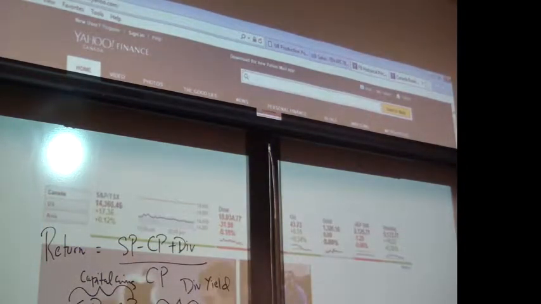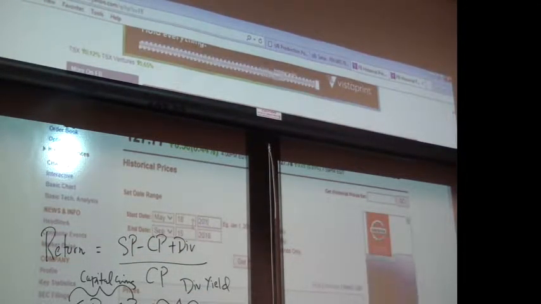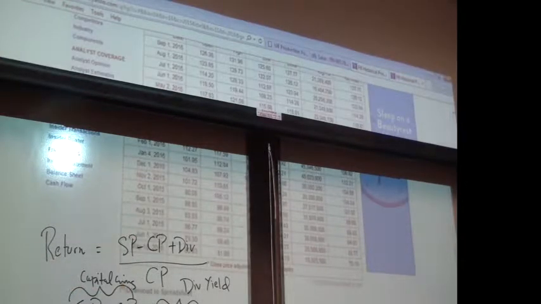I don't know, I just like this interface better. All right, let's look at historical. We're going to look at 1 year, approximately. Let's do 127 and 80. I'll just have whole numbers, okay?